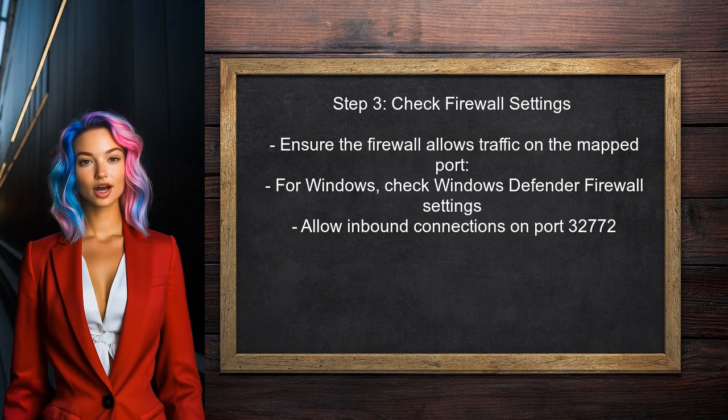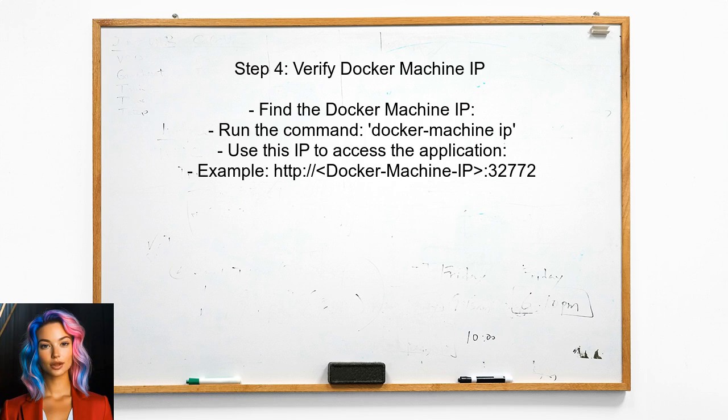Now the user should check their firewall settings. Sometimes firewalls can block access to the ports that Docker uses. The user should ensure that the port is open for incoming connections. Finally, if the user is using Docker Toolbox, they should ensure they are accessing the correct IP address. The user can find the Docker machine IP by running the command docker-machine ip.